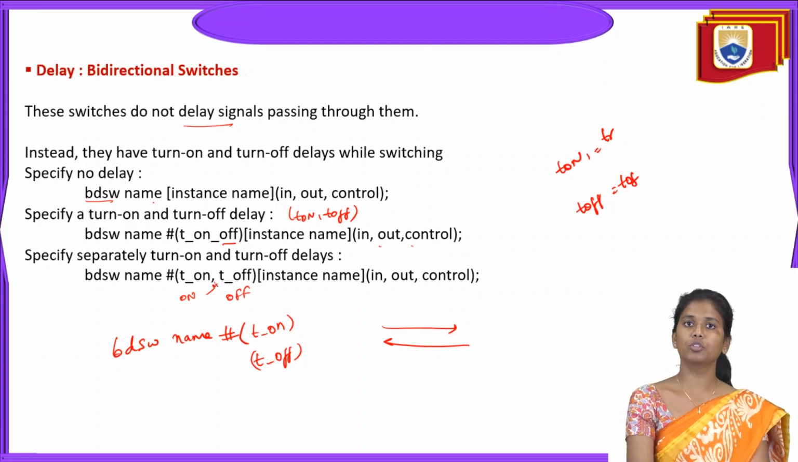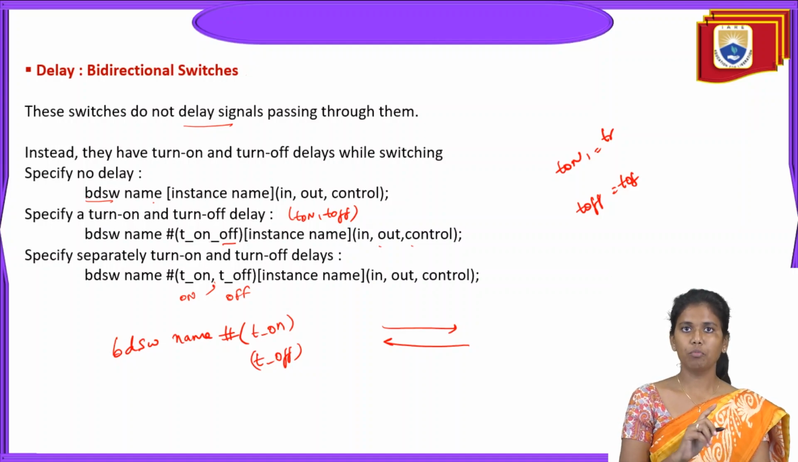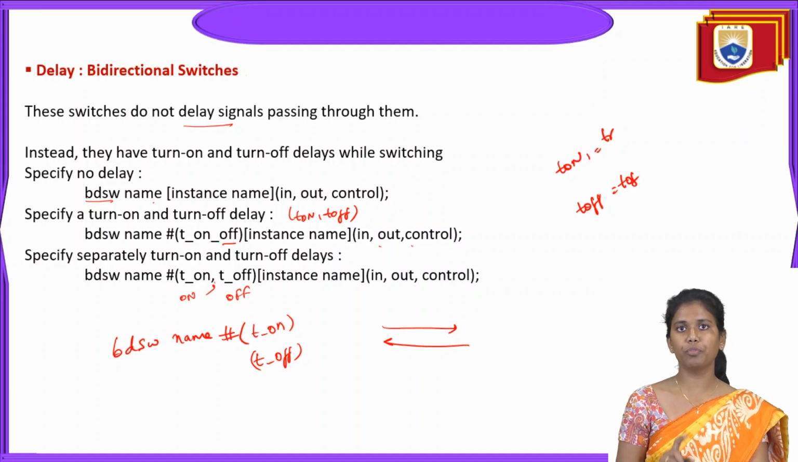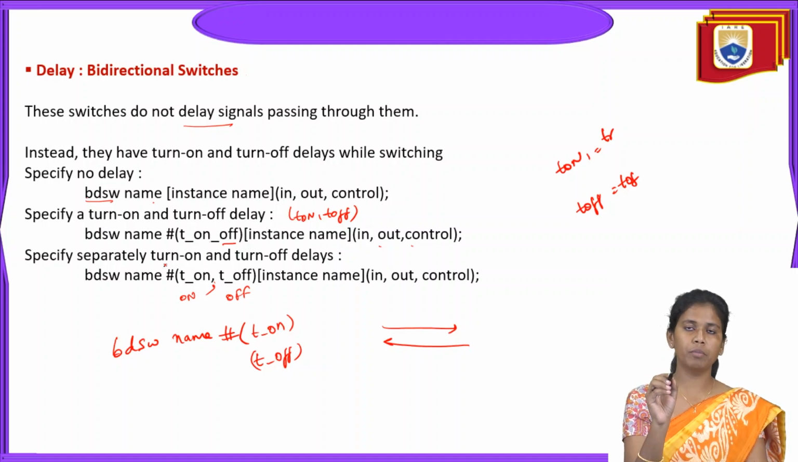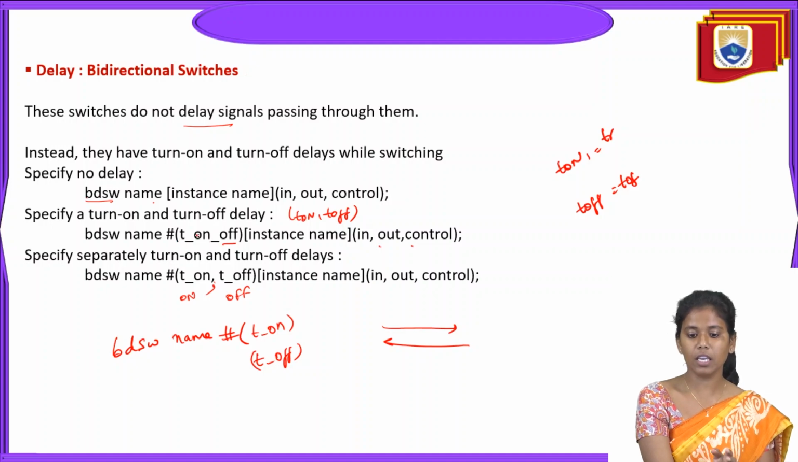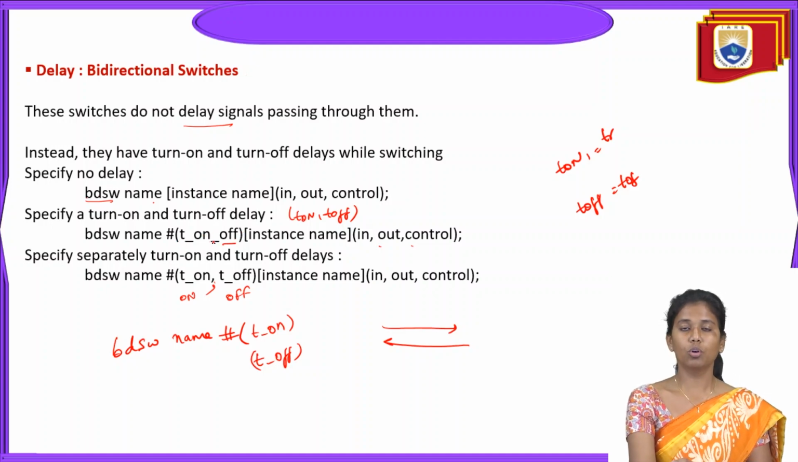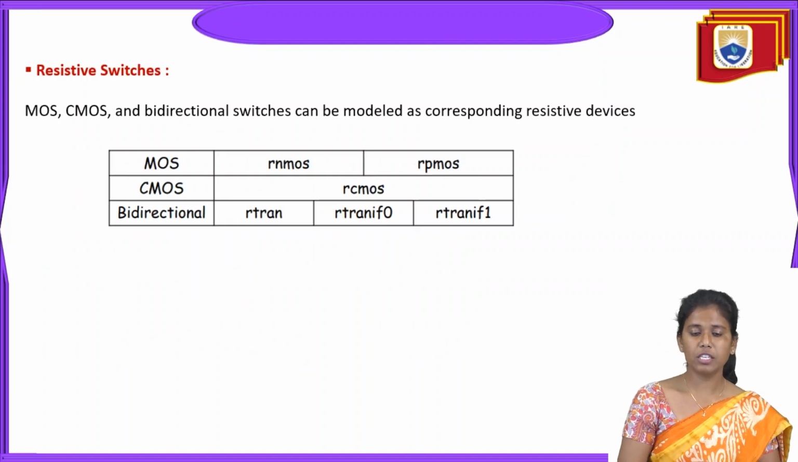Or else, if you want to specify both the times in one shot, in one stretch, then you can specify them without giving any comma, without differentiating them. You can specify it like this: T on and off. This is how we can specify the delays in the bidirectional resistive switch.